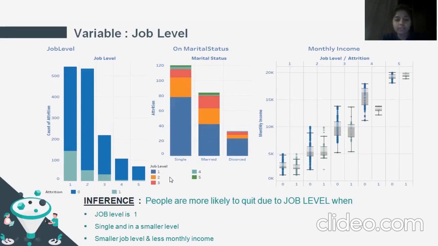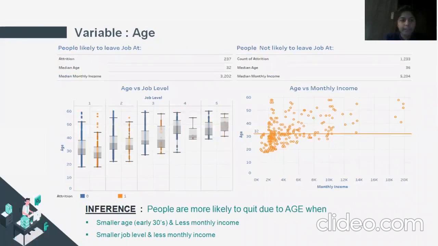This is depending upon the inferences we have drawn from the marital status and monthly income. For each of the affecting variables, we can consider two other variables such as job level and monthly income to analyze the effect of each on attrition. So this is some summary table for people who are likely to quit and people who are not likely to quit the job.